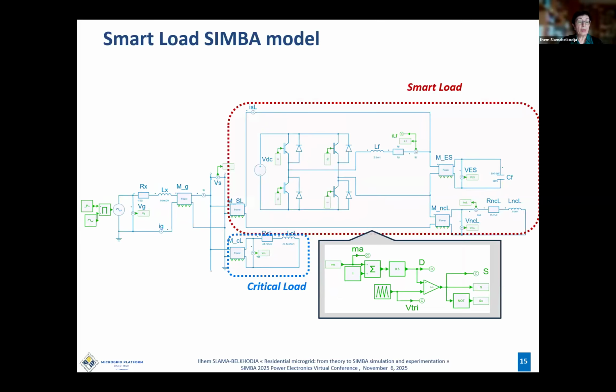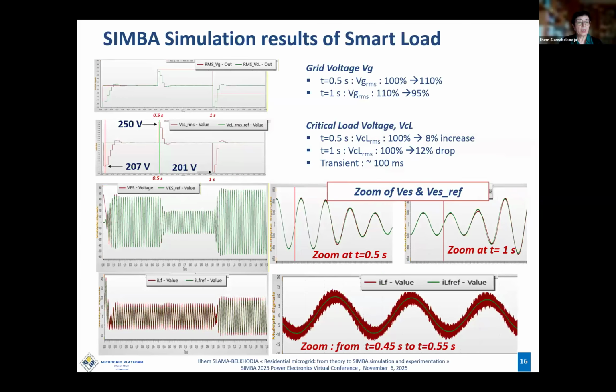In the next step, the average model is replaced by the instantaneous model. At the control level, we just need to generate from the modulation index the control signals of the power switches. The simulation results correspond to a mains voltage initially set to its nominal value. At 1.5 seconds, the voltage increases by 10%, and at 1 second, it decreases to 95% of its nominal value.